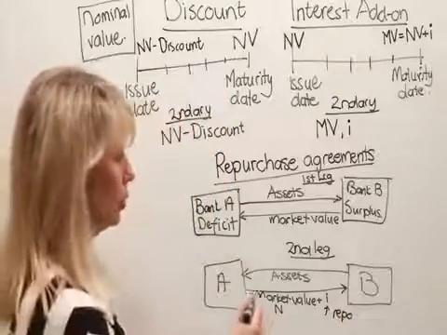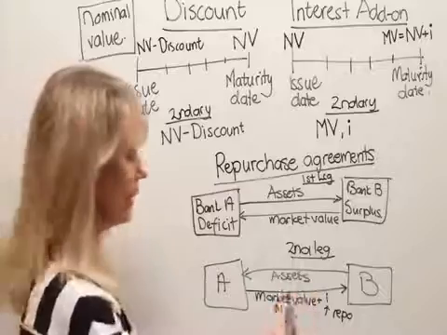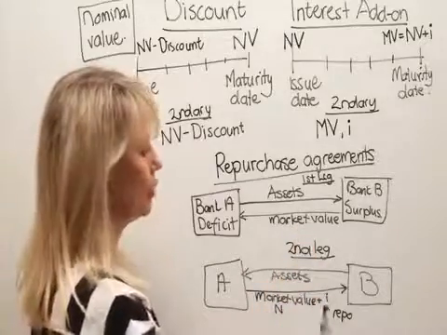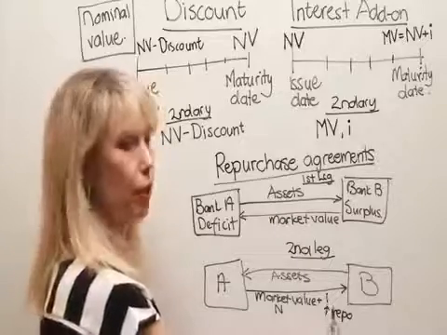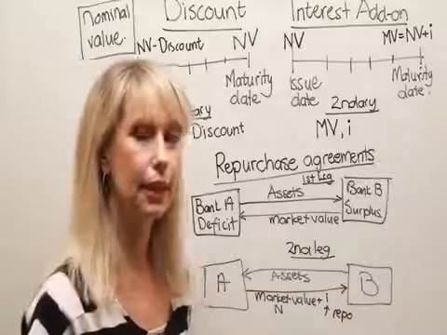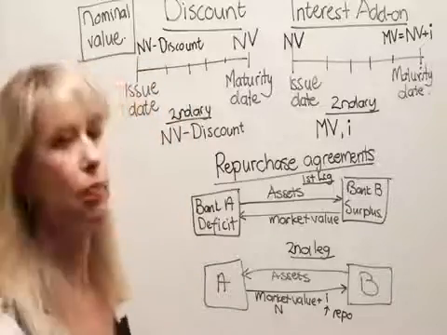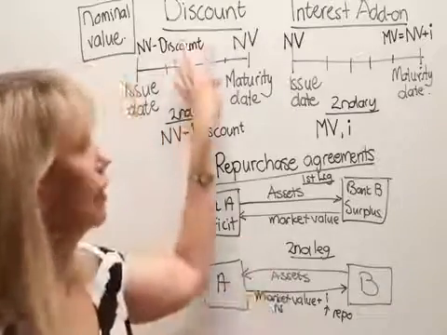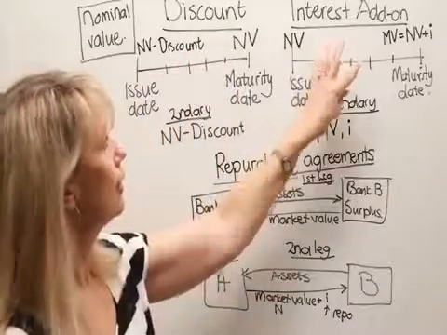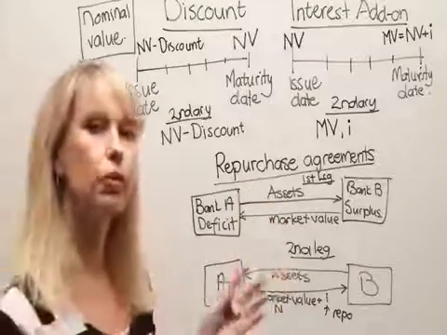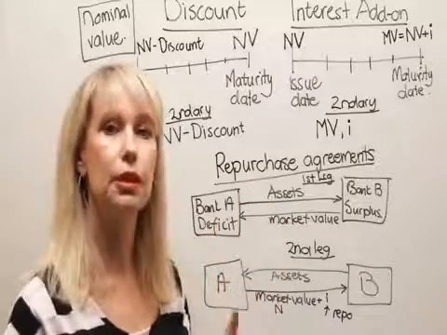So in order to determine the amount that will flow in the second leg, you need to know what was paid in the first leg, and you need to know what the repurchase rate is. Now in these web pages, we're going to explain to you how to do different calculations concerning the discount instruments, interest add-on instruments, and repurchase agreements, so that you will be able to compare the different instruments with each other.